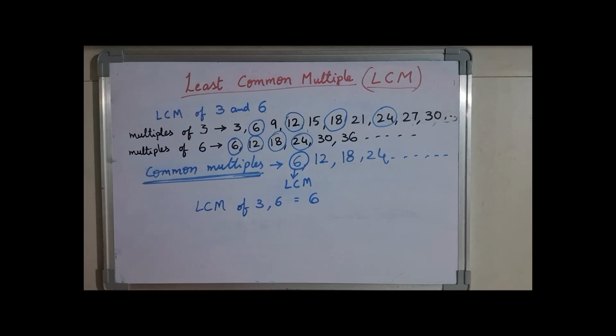So in this way we have learned in our previous classes how to find the least common multiple. But this method is very time consuming and it is not practically applicable for big numbers, isn't it? So we have two other methods to find the LCM of big numbers.